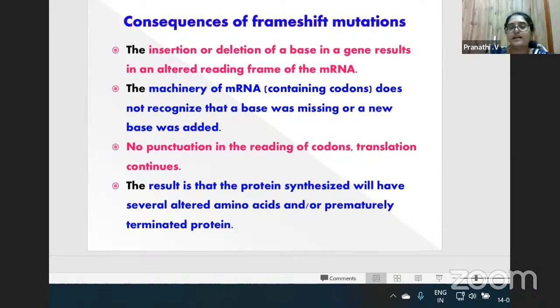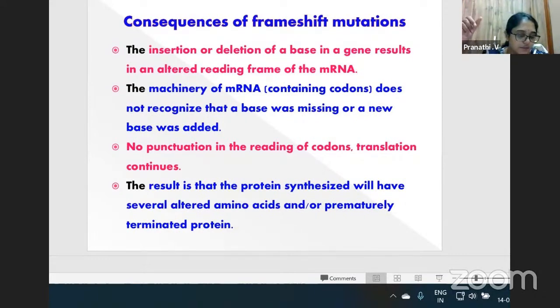In the case of recessive mutations, the risk of a person having a recessive mutation is 25%, because both the parents should be carriers. So it is usually autosomal recessive inheritance that you get to see, and the examples of recessive mutations are thalassemia or sickle cell anemia.